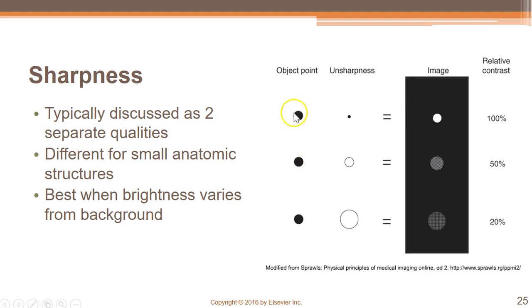This is the object point. This is little unsharpness, and there's your image, and so your contrast is 100%. This is white with a black background, so you see it. But right here is the unsharpness. Because of the contrast, you're only getting 50. See how that's checkered in there? And then this one is even checkered more. So this is just showing you what sharpness means. We want it to look like that, but the only way we really can see it that well is if it has a difference in the background. Okay?